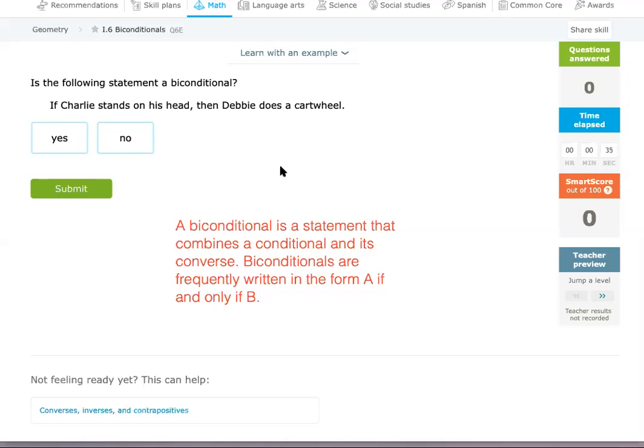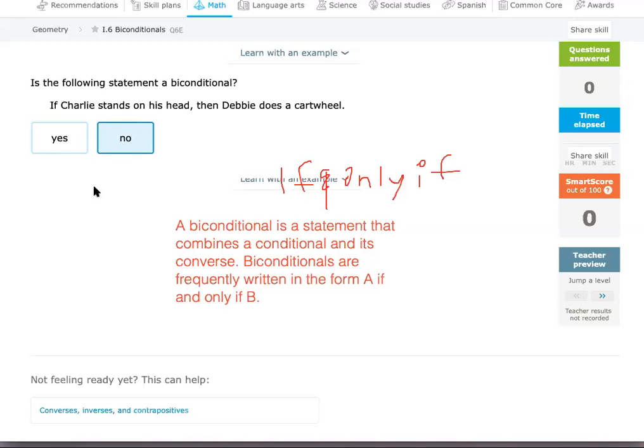Biconditionals are frequently written in the form A, if and only if B. So it's going to be real key to have if and only if on all these to make sure it's a biconditional. Okay. So this first one right there, if Charlie stands on his head, then Debbie does a cartwheel. There's no if and only if, so that's going to be a no.